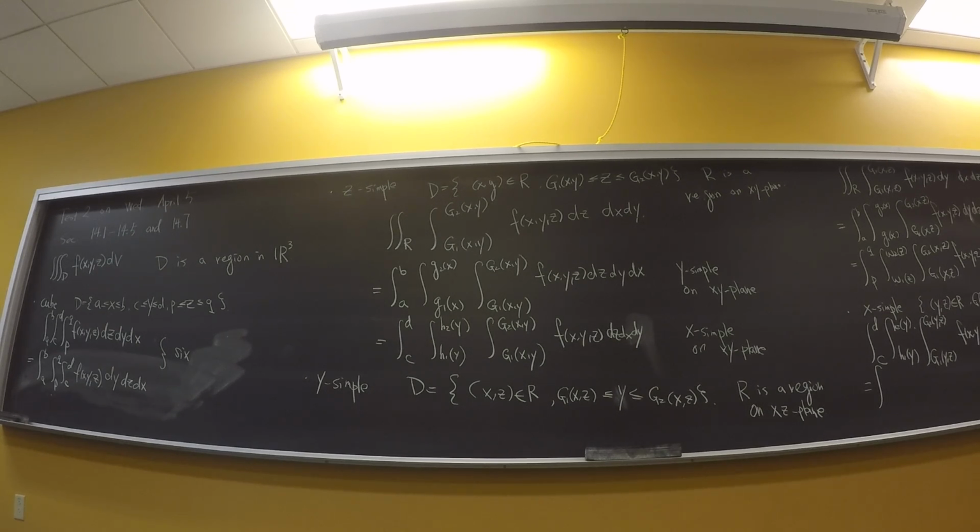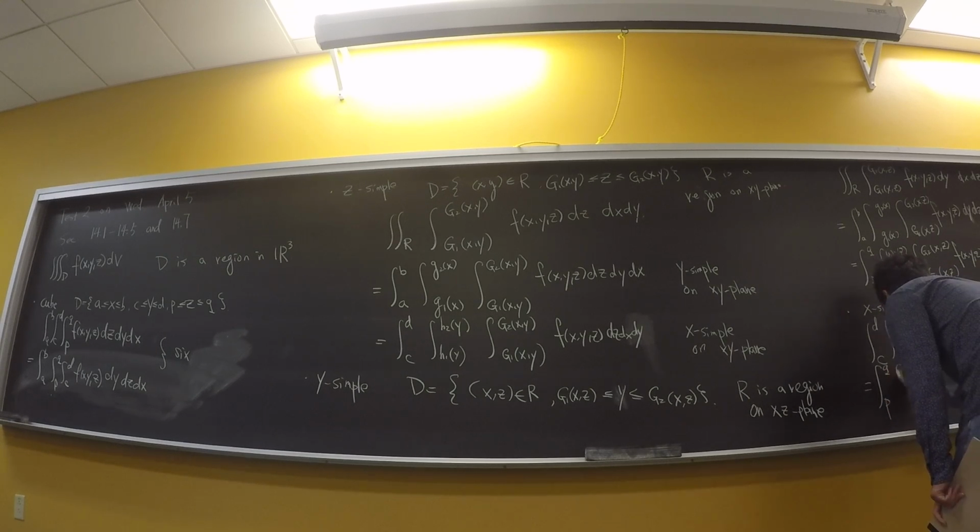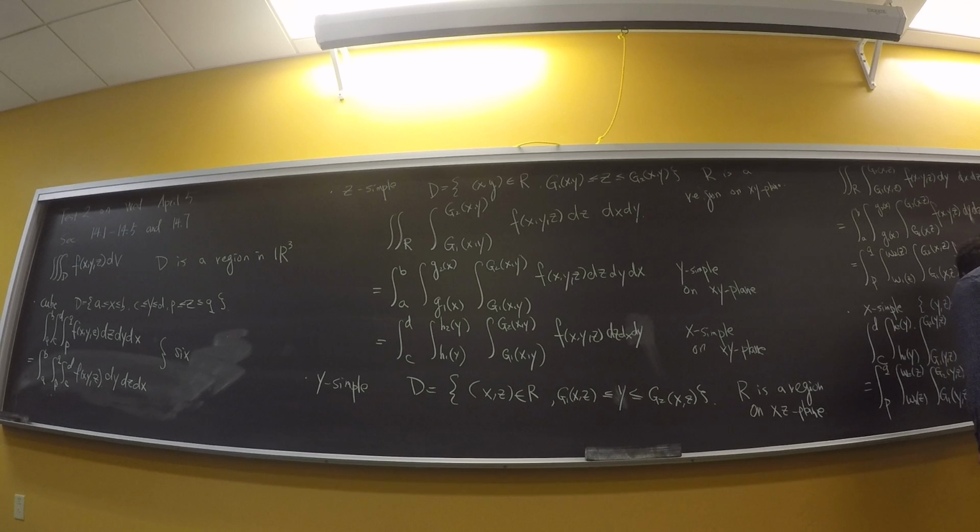Okay, so this is going to be p to q, from w1 of z to w2 of z, from g1. Let me finish this one first. Okay, thank you. F of x, y, z. Yep.